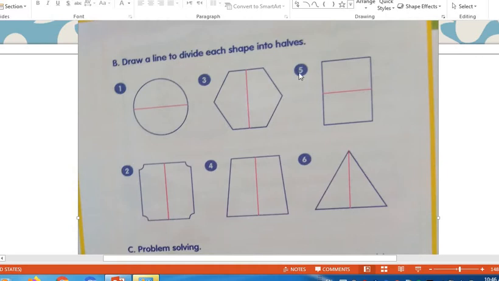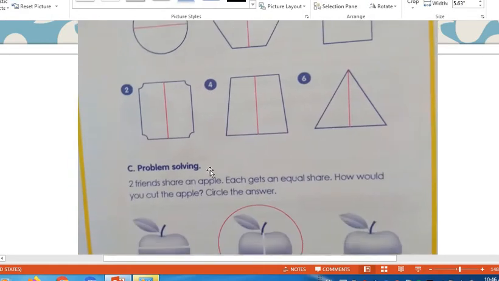If you have the books at home, okay, you can try this. I want to draw a line here to cut the shapes into 2 halves. So I drew this line, and this one, and this one, and this one, and this one. Okay, as I told you before.